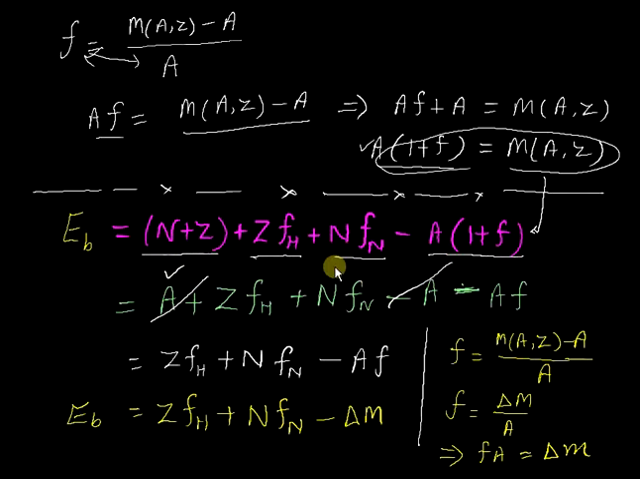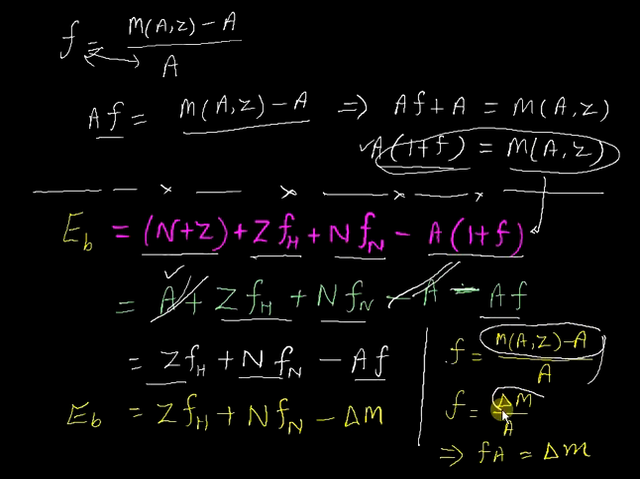N plus Z is equal to A, and I am opening this bracket, so as a result minus A and this minus AF. A cancels out with this one, and the rest of the terms are ZFH plus NFN minus AF. Now further, F is equal to MAZ minus A upon A, you have seen it, and here MAZ minus A is equal to delta M, which we had already defined. So F is equal to delta M upon A. So after simplifying, FA is equal to this delta M.